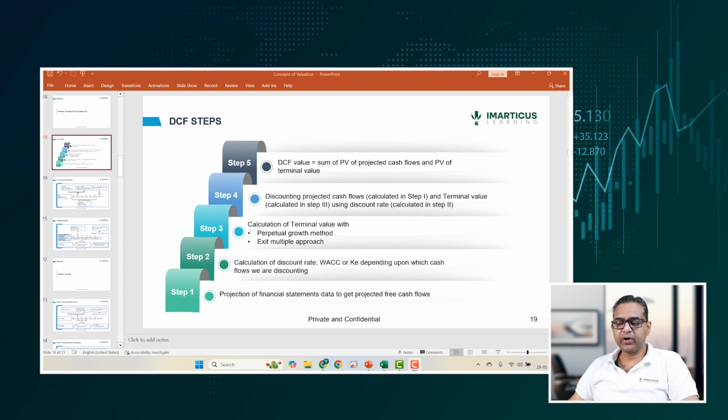Step 2 is calculation of discount rate, WACC or cost of equity depending upon which cash flows we are discounting, right? Because we are talking about discounted cash flows, what should be the discount rate? We have calculated the free cash flows, but if we are using free cash flows to the firm, then our discount rate should be WACC, because both free cash flows to the firm and WACC belong to both debt and equity. So that is why, to keep it in sync, if our free cash flows are FCFF, then our discount rate should be WACC. And secondly, if our free cash flows are FCFE, then our discount rate should be cost of equity.